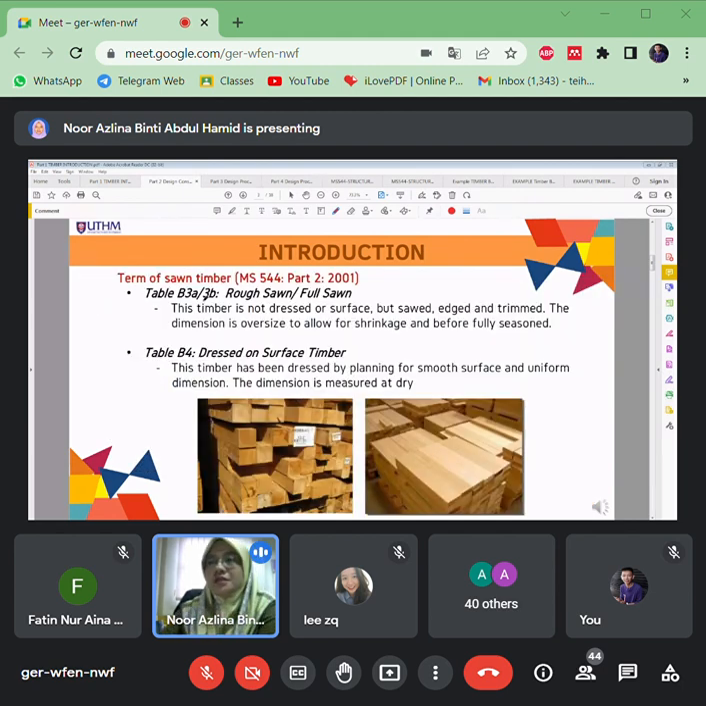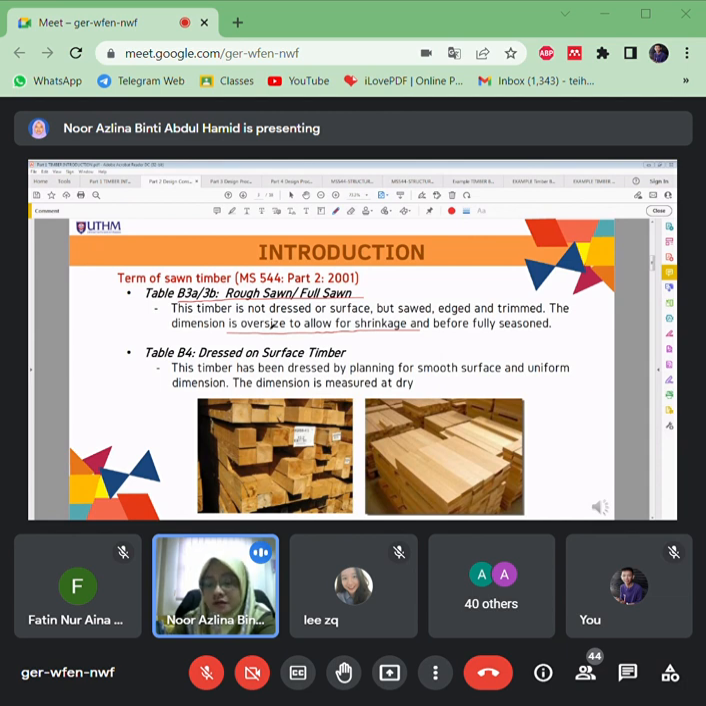Okay, these are two terms for sawn timber, either the timber is not smooth or smooth enough. The first one here, which we call rough sawn or full sawn, is timber that is not dressed, so it still has a rough surface. The dimension is oversized to allow for shrinkage before it is fully seasoned. So that means it's still raw.